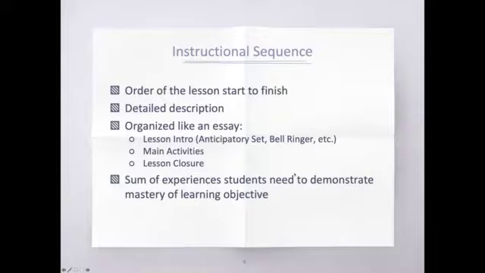Okay. Now, as we look at how an instructional sequence is organized, it's just like an essay that you'd write, like a paper for a class, right? In a paper, you have an intro, you have the body, and then the conclusion. Same kind of concept here. You have your lesson introduction, which we typically refer to as an anticipatory set, a bell ringer, a hook, something along those lines. Then you have one or more activities that your students are going to do throughout the majority of the lesson. And then at the end, you close out your lesson and help your students think about what they learned and what they did, so they can make sense out of what happened.